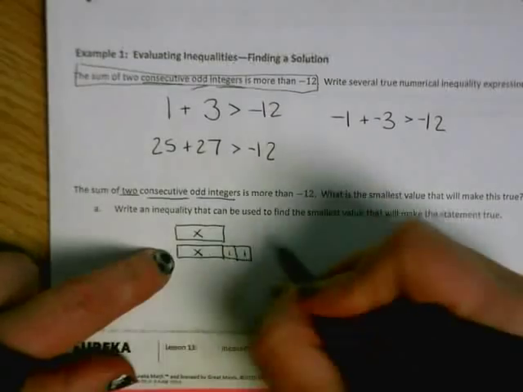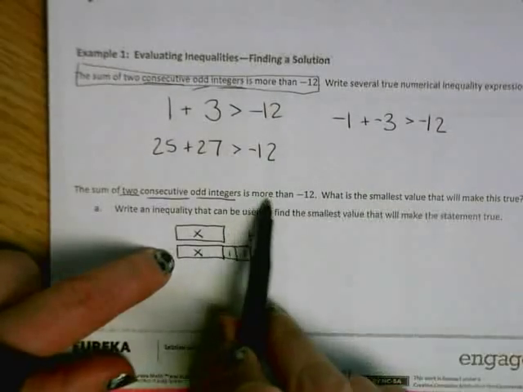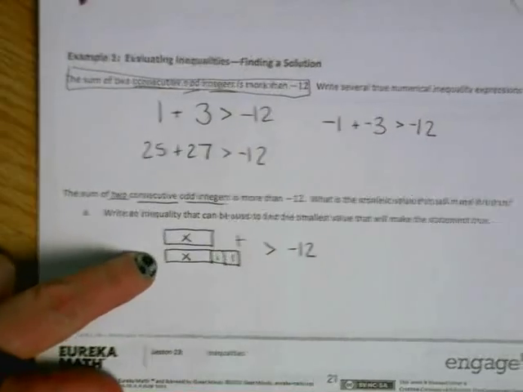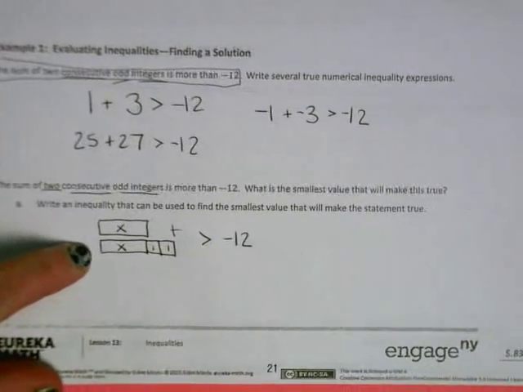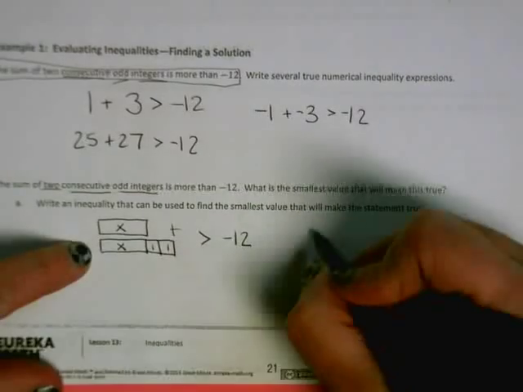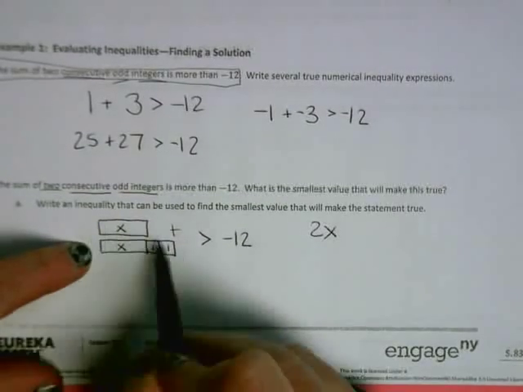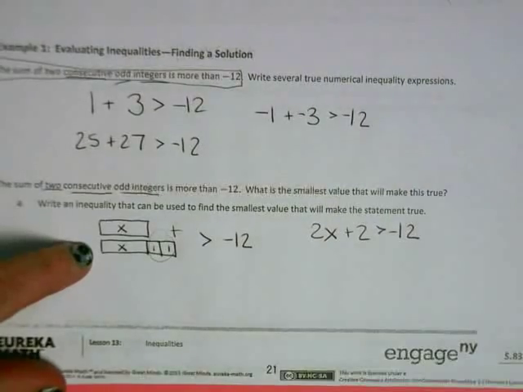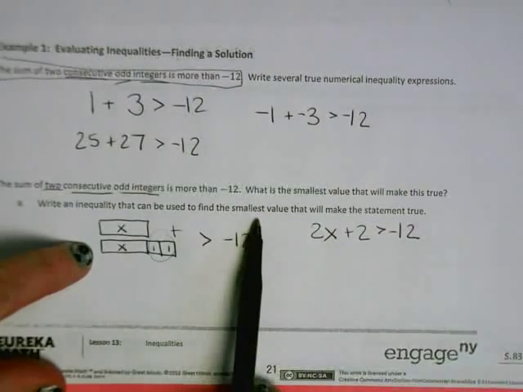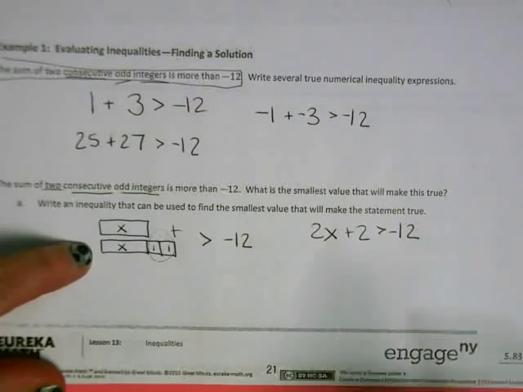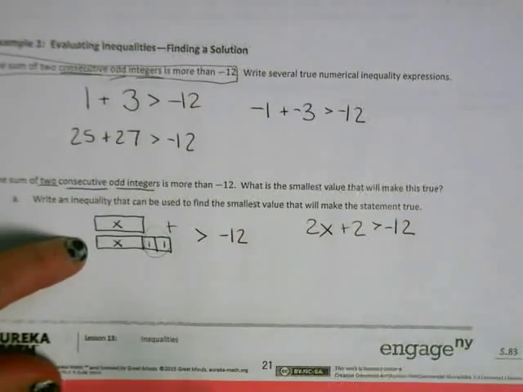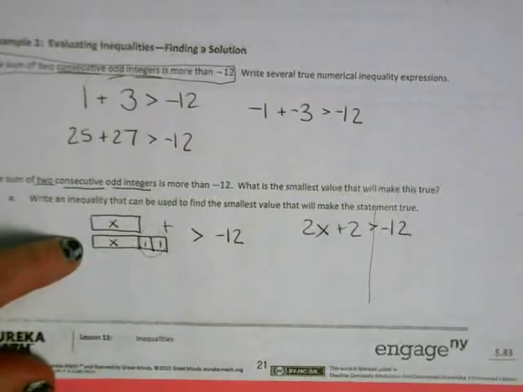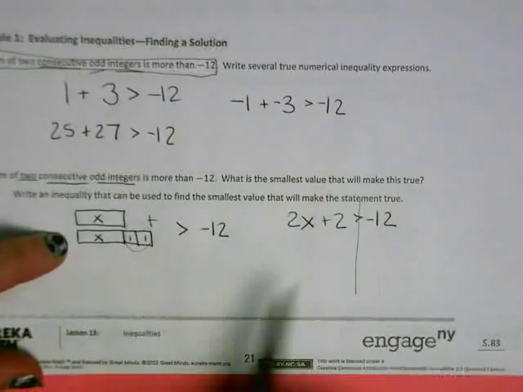And we know the sum of those added together is more than negative 12, is greater than negative 12. So if we translate our tape diagram, our symbols, into math, how many x's do we have? 2x plus 2 is greater than negative 12. That is our inequality to describe this situation. And if we solve this now, it's going to tell us all the different possible values of x, of our smallest number here. So treat this like an equal sign for now. Let's see if we can follow the rules. What can we do to both sides to get the x by itself?